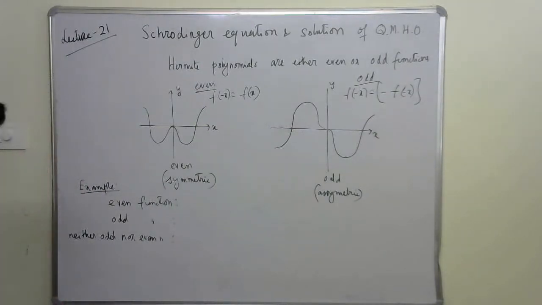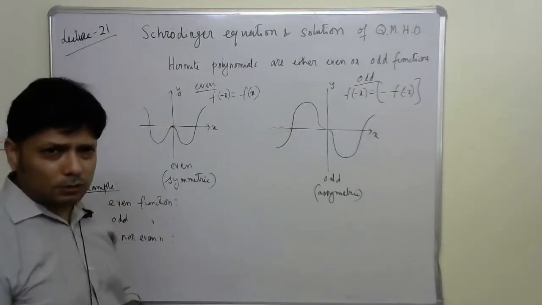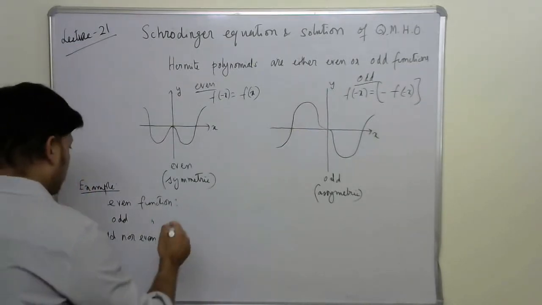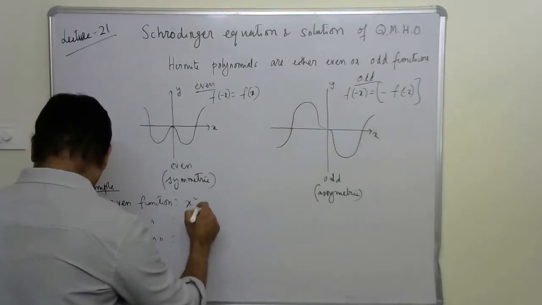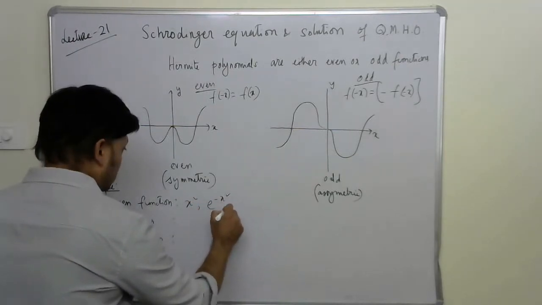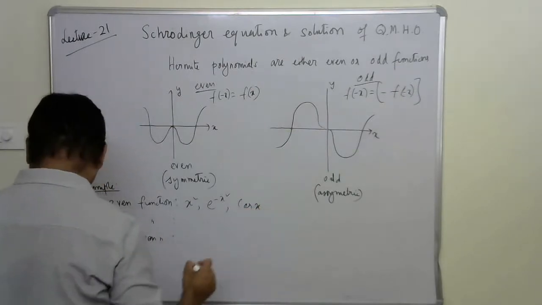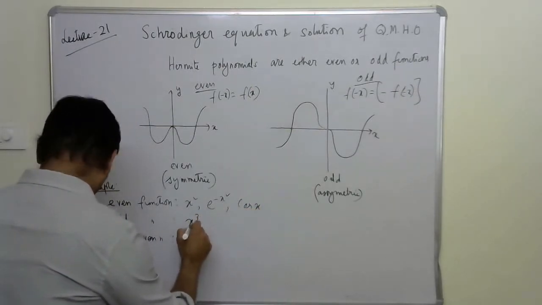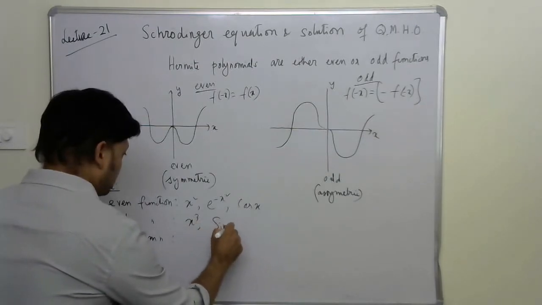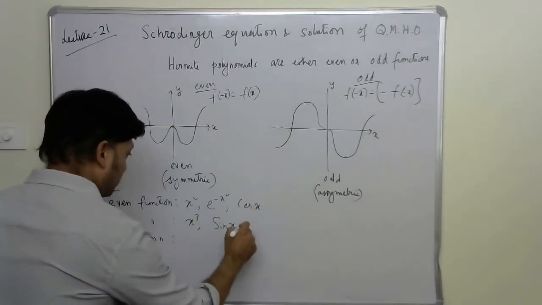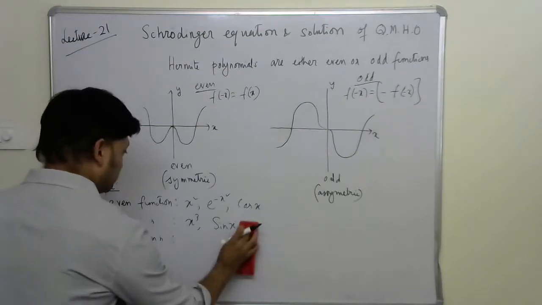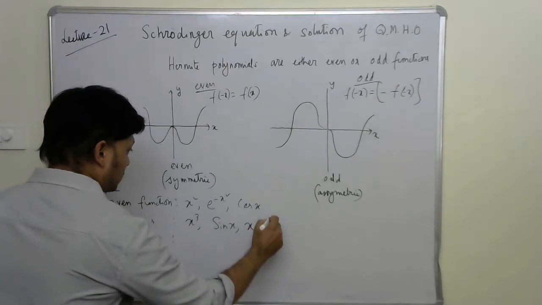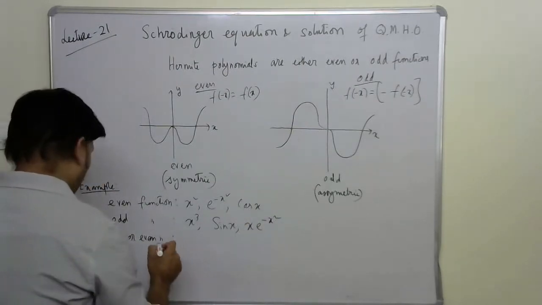Now let's take some examples to see whether these are even functions or odd functions. Examples of some even functions are x square, e to the power minus x square, cosine x, etc. Examples of some odd functions are x cube, sine x, and x e to the power minus x square, etc.